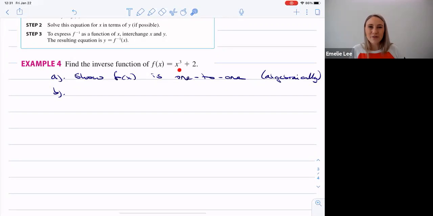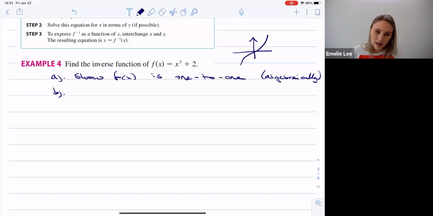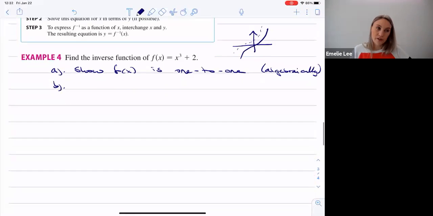This is where it comes in handy from, I can't remember what section, 1.2 maybe? When we reminded ourselves about the shapes of these things, right? X to the power of 3 plus 2 is just going to be x to the power of 3 moved up 2 units. X to the power of 3, remember, looks something like that, right? Which in our minds, we can kind of say, okay, well, it looks like it would pass the horizontal line test, even if I shift this up 2 units, which I've done here, right? And so we suspect that it will be one-to-one, and that's what we're going to show.